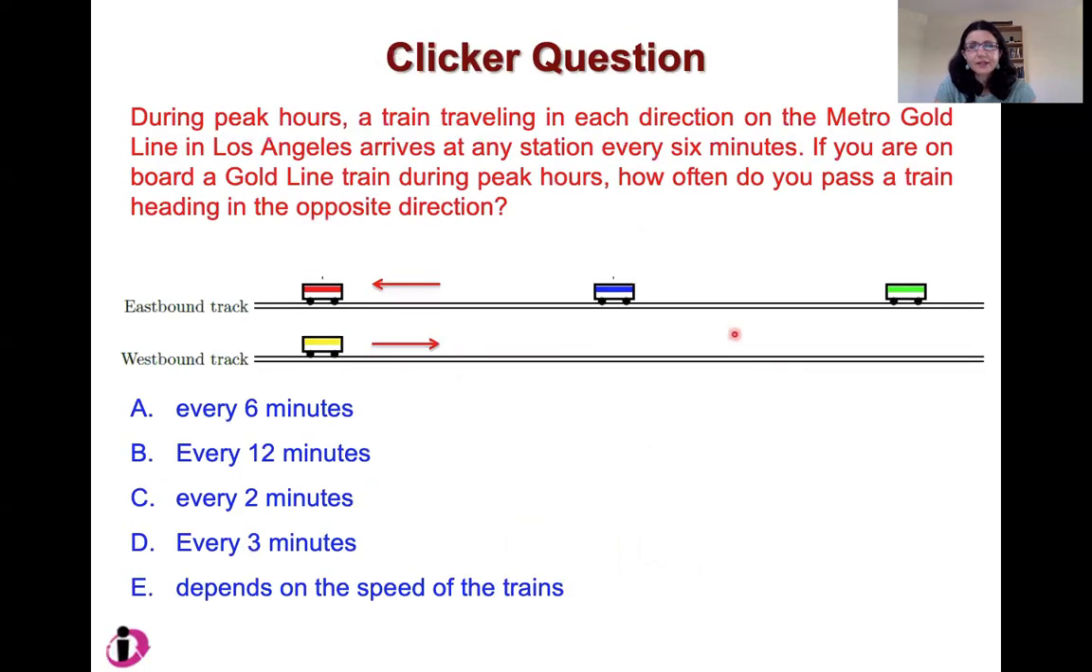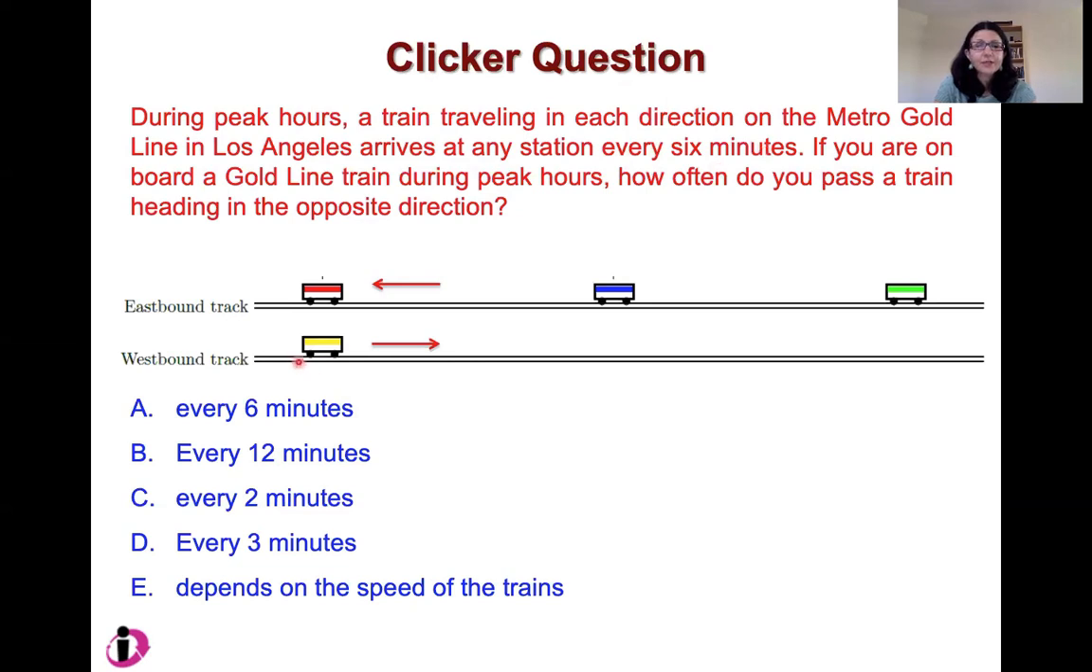Okay, so I have a clicker question that hopefully can give you a little bit more of an intuitive understanding of the Doppler effect. So it's sort of an analogous situation. Imagine that during peak hours, a train is traveling in each direction on the Metro Gold line in Los Angeles, and each train arrives at a train station at a consistent frequency of 6 minutes. So every 6 minutes, there is a train arriving.